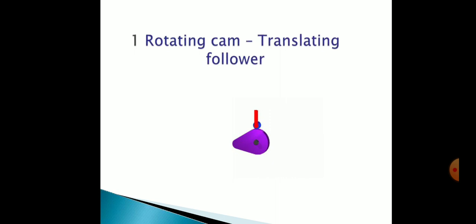These figures clearly represent a rotating cam with a translating follower. The purple color is the cam, and the round shape on top, in blue, is the follower.